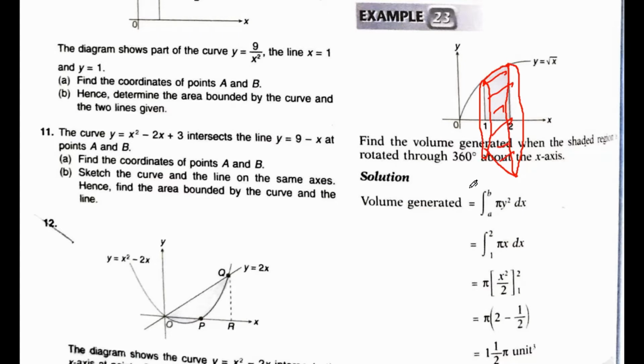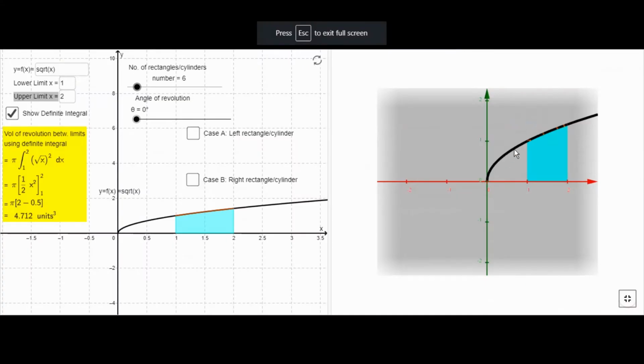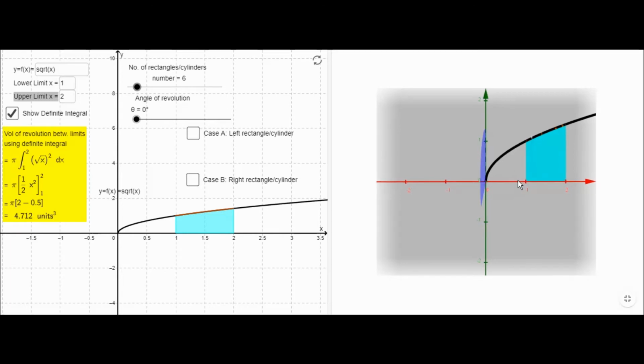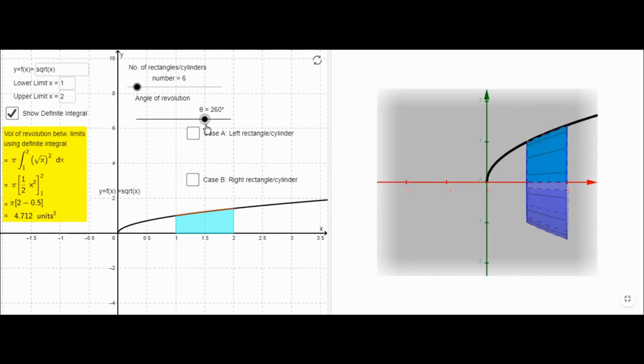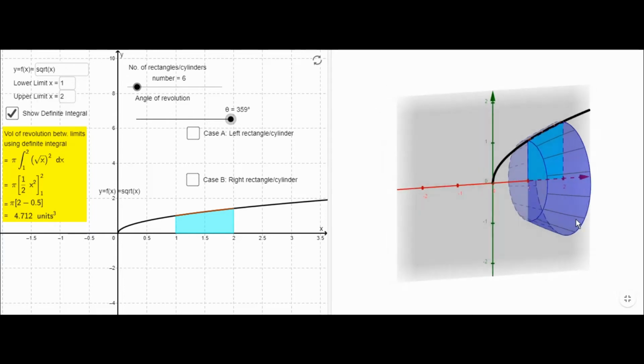Let's look at the 3D diagram. The curve is y equals square root x, the lower limit is 1 and the upper limit is 2. This is the area bounded by the curve together with the x-axis. If I rotate this area 360 degrees, then what will we get? Focus on here. I rotate it 360 degrees and I will have a solid that looks like this.